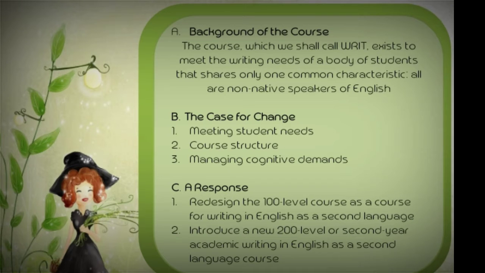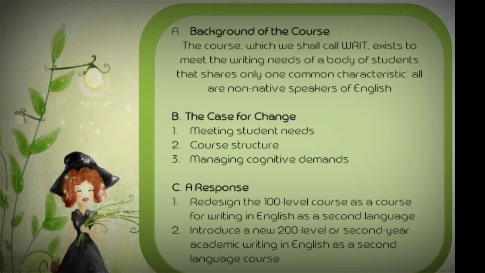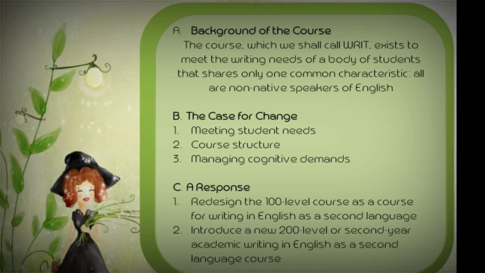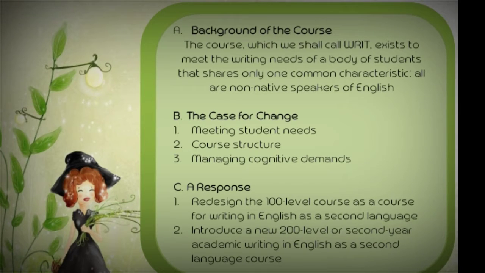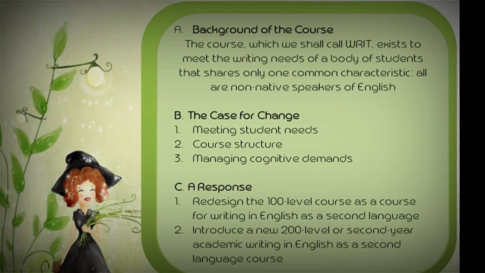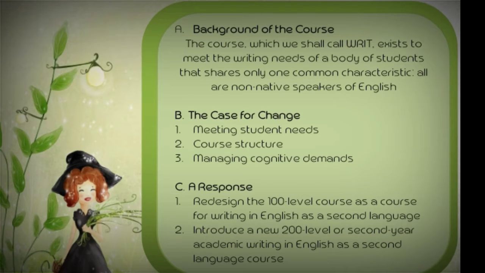And part B is the case for change. WRIT has been offered as a 100 level or first year course since the early 1990s. And while there have been changes from time to time, often coinciding with a change in the academic staff member coordinating the course, concern about the course produced by observation fell into three main areas. The first one is meeting student needs.